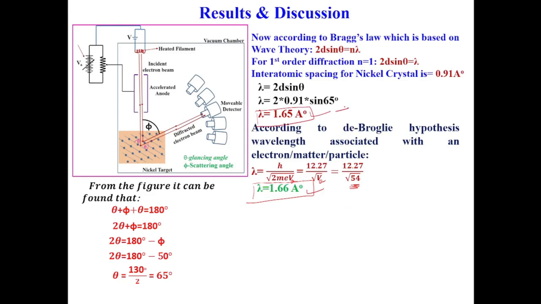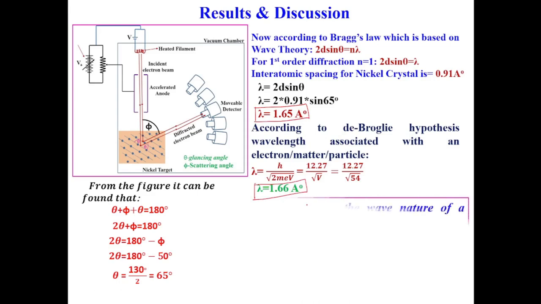This value we found by considering wave nature of X-ray, right? And this value we found considering particle nature of electron. So from both the calculations we found lambda, or wavelength of the electron, approximately same. Here 1.65, here 1.67, we can say that same.